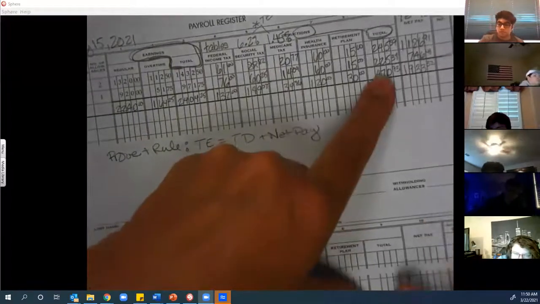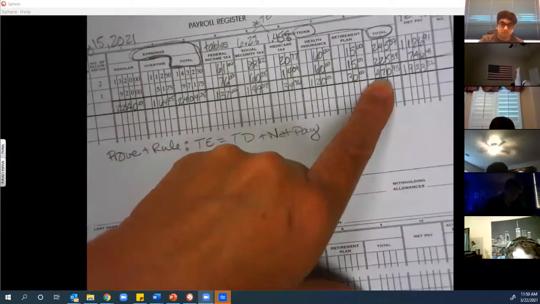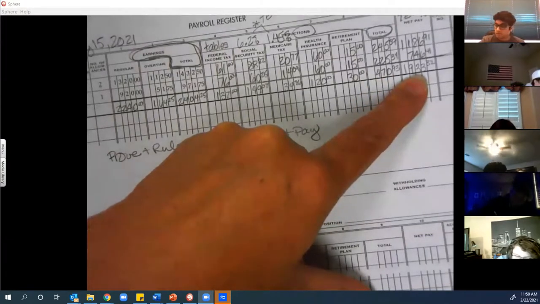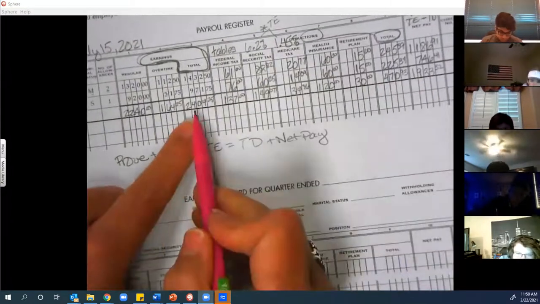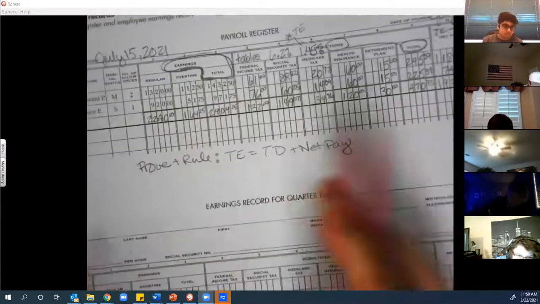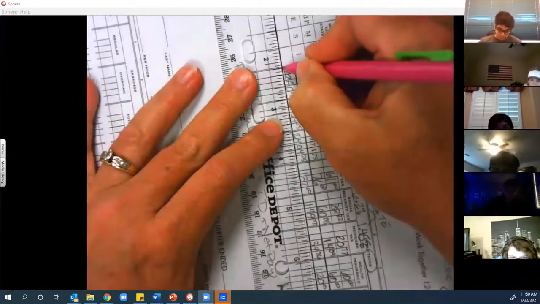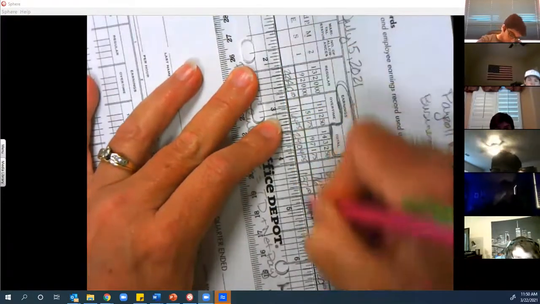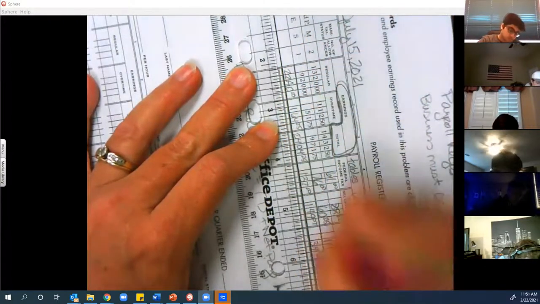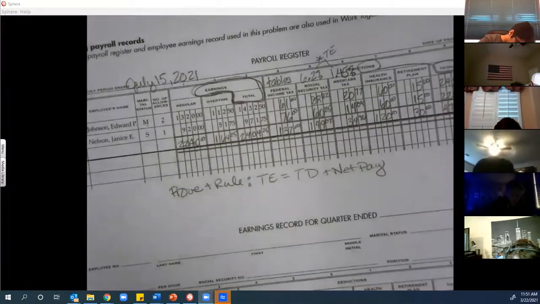So total deductions 470.93 plus net pay 1933.32 equals total earnings 2404.25. And when that equals, then we'll give it that double rule, just like we did in our journals. Okay, so that's the proving and ruling.